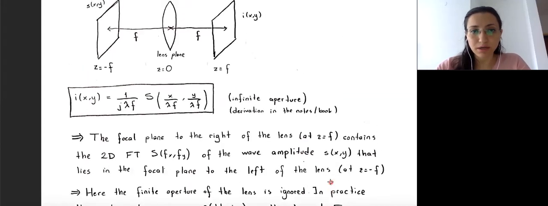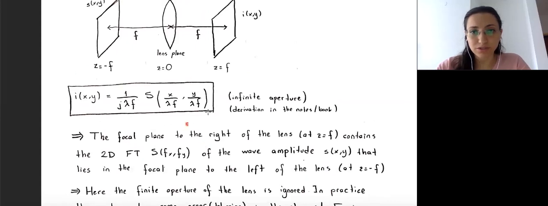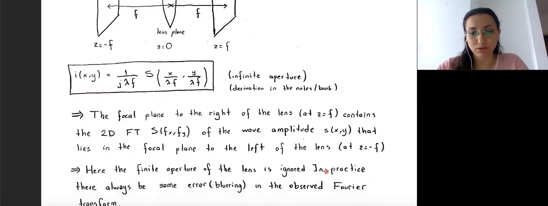One important remark here: when we write this Fourier transform relationship, we're ignoring the finite aperture of the lens. We're assuming that the lens here has an infinite aperture. But in the practical case that the lens has a finite aperture, there is going to be additional distortion on this Fourier transform, an additional convolution effect or a blurring effect on this Fourier transform. So you should also keep that in your mind, okay?